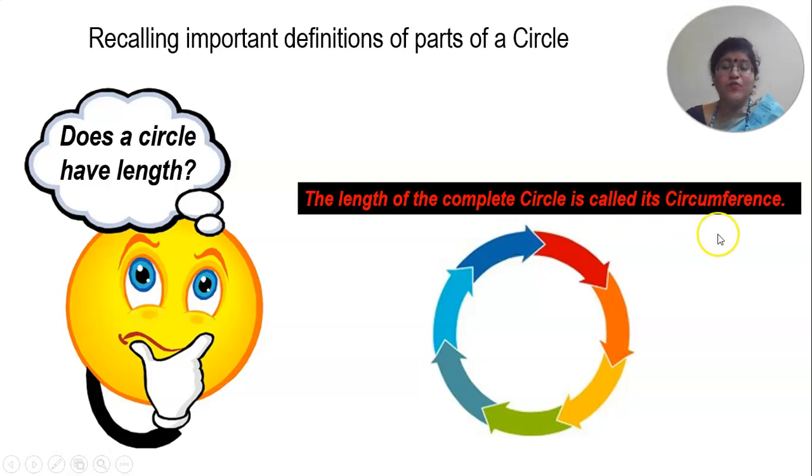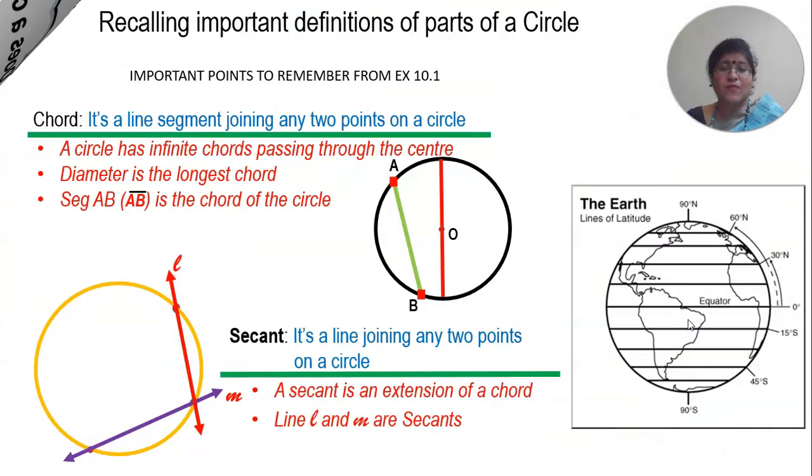So you don't have to learn the definitions, but you have to remember this, you have to understand it, because they could come as MCQ or fill in the blanks. Now the next. These are recalling some important definitions of parts of a circle.